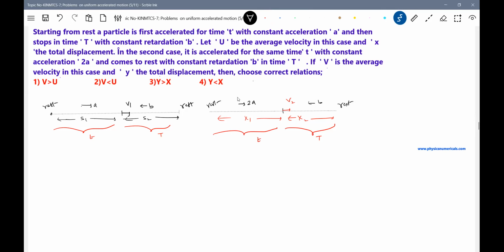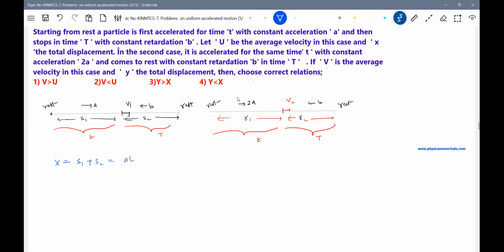Let's see what all we can do with a constant in time t. If v is the average velocity in this case and y the total displacement, then what is x? X equal to s1 plus s2. For y, I think I'll change the symbol: R1, I'll write it. We have to show how those quantities are related. First, we'll write what x is equal to. Let me write the equation. X should be equal to s1 plus s2.